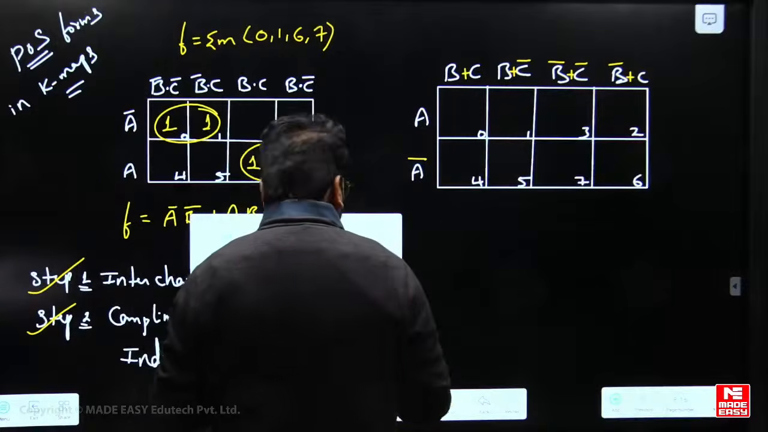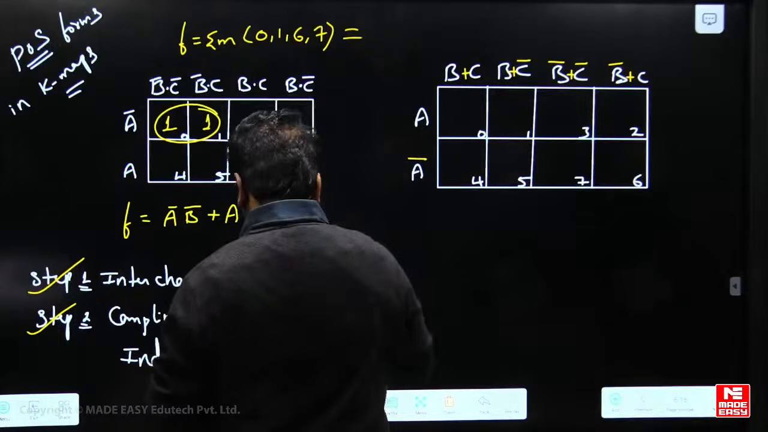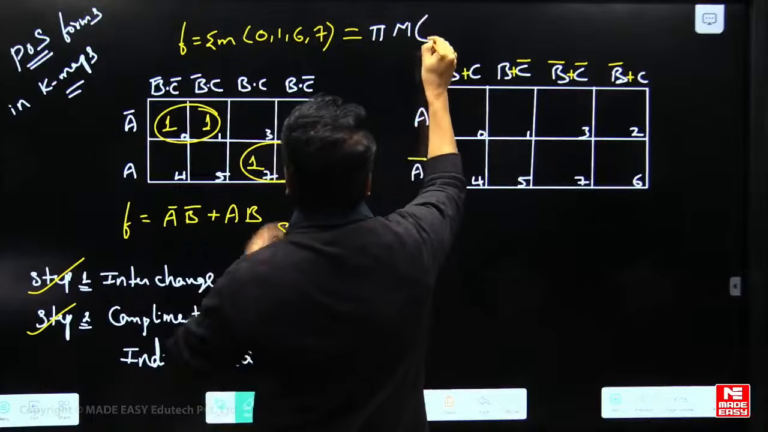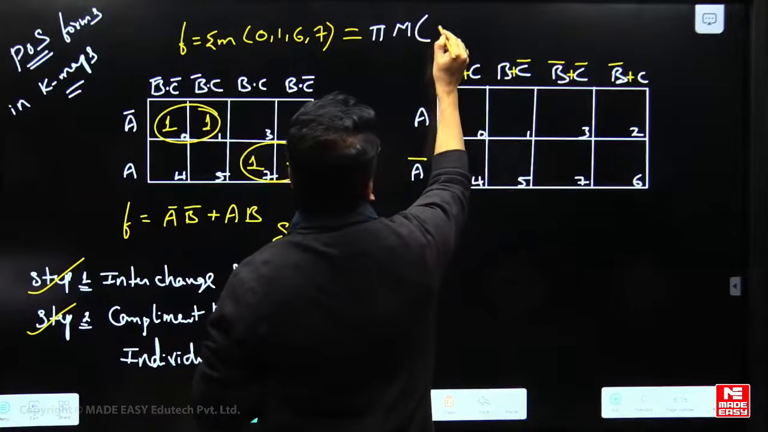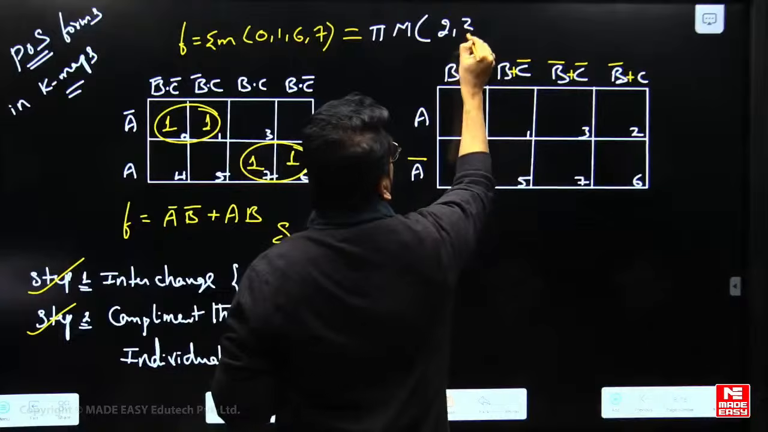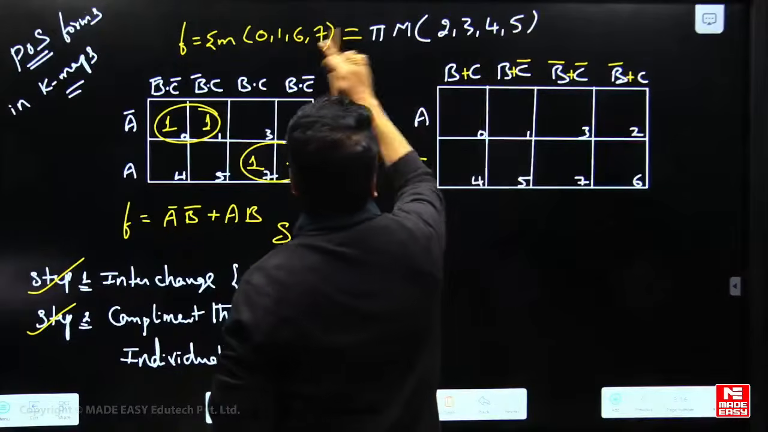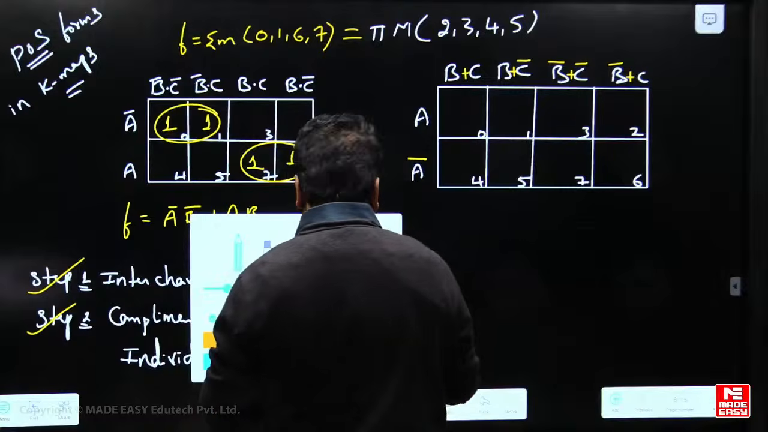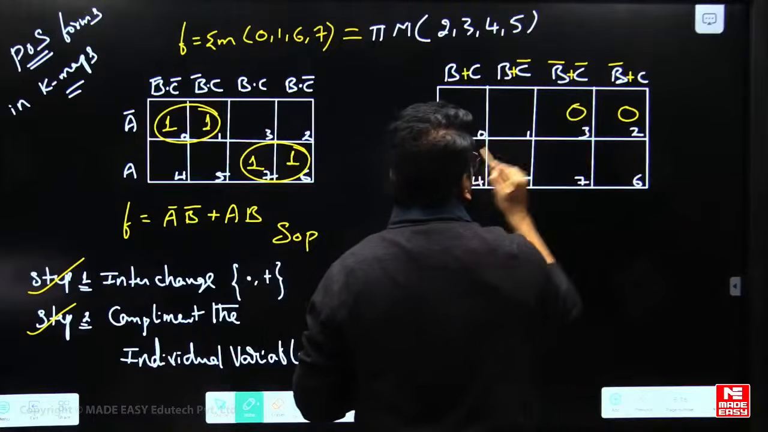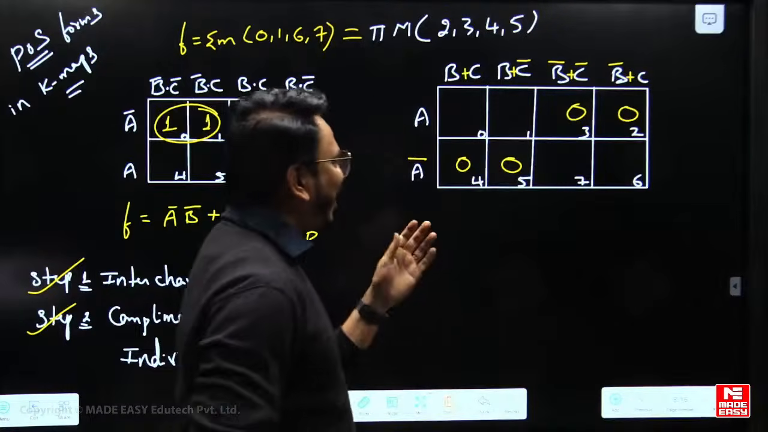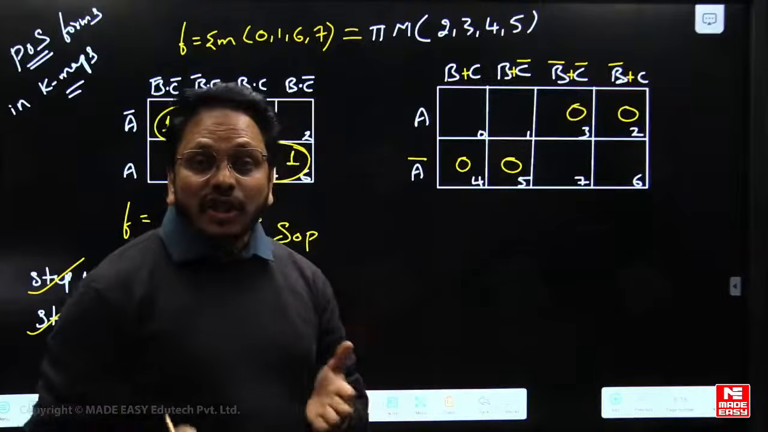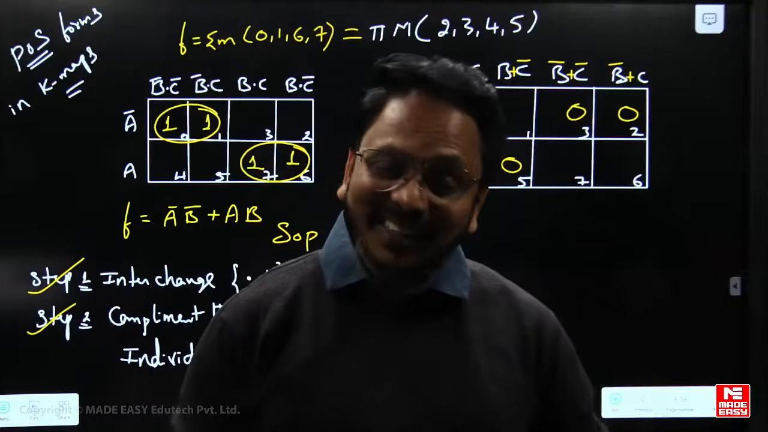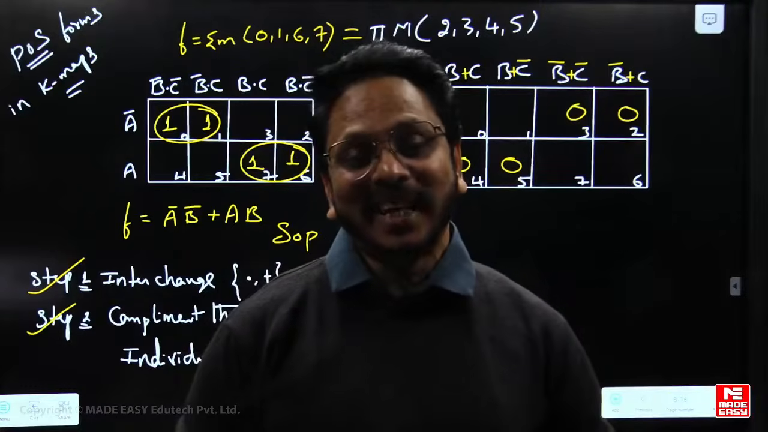Now, after that, this sigma small m now has to be converted into pi capital M. Pi capital M max terms 0167 means it's going to be now 2, 3, 4, 5. Other numbers have to be written there. So 2, 3, 4, 5. See, Ramesh Sir is keeping zeros there. Zeros only have to be kept because these are the max terms, false min terms.